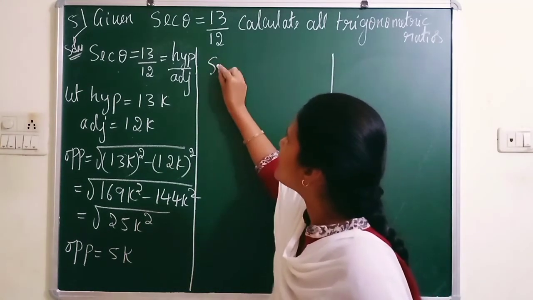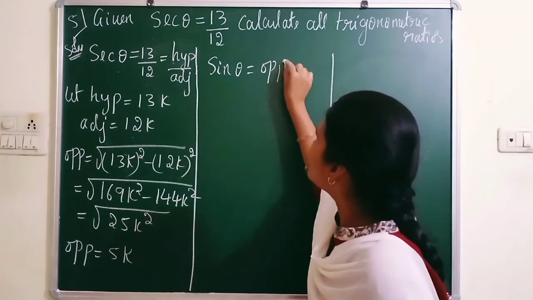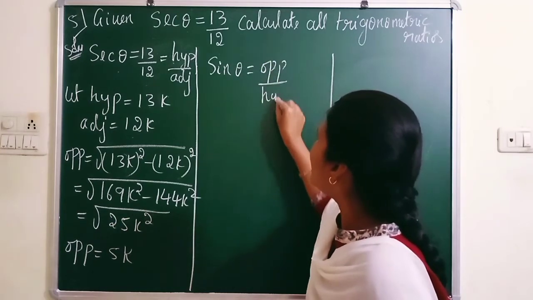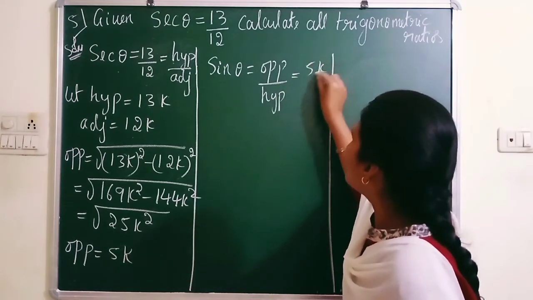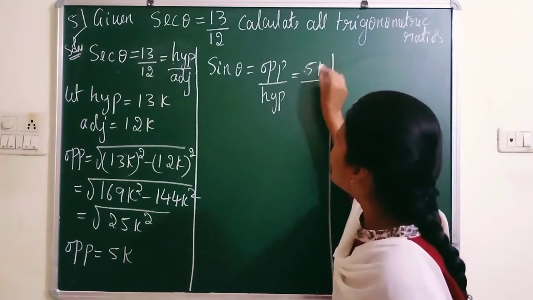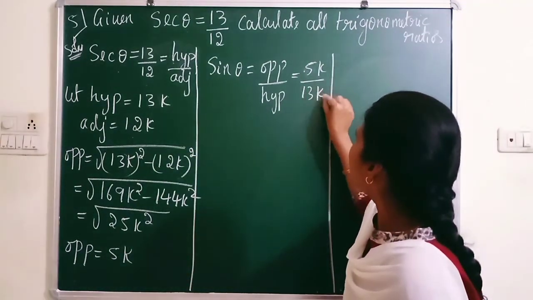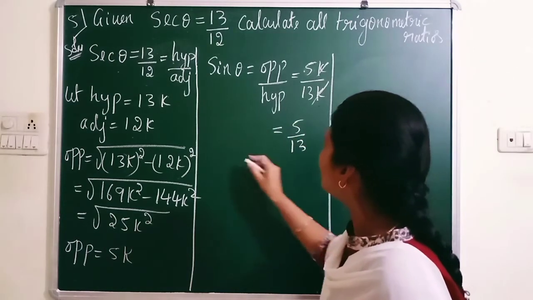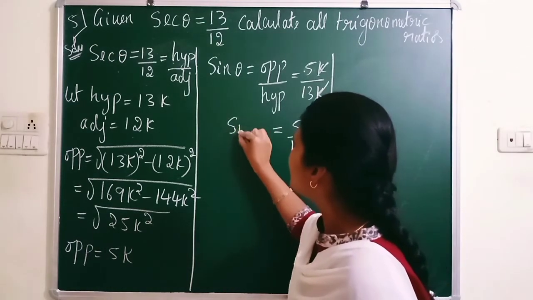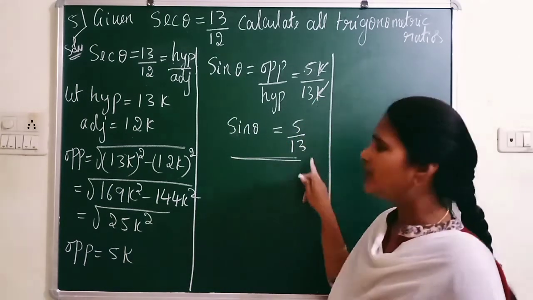First one is sine. So sine theta, what is sine theta? Sine theta equals opposite by hypotenuse. What is opposite? We got 5k, by hypotenuse, which is 13k. So k gets cancelled and I got 5 by 13. What is this? This is sine theta. So I got sine theta as 5 by 13.